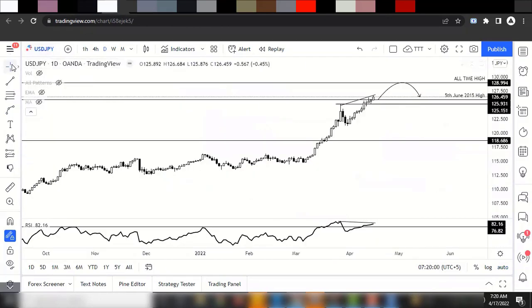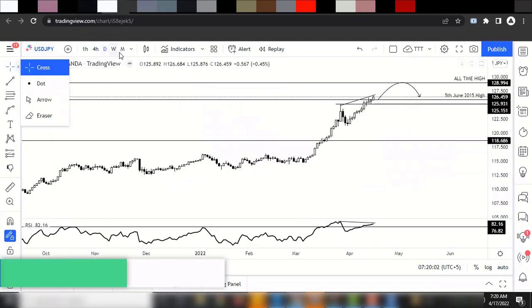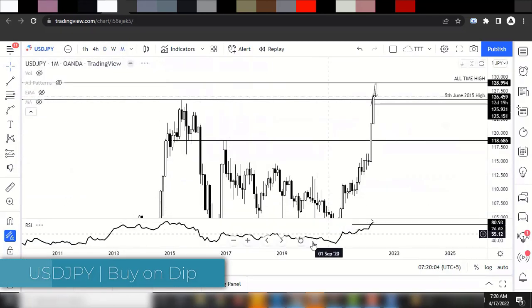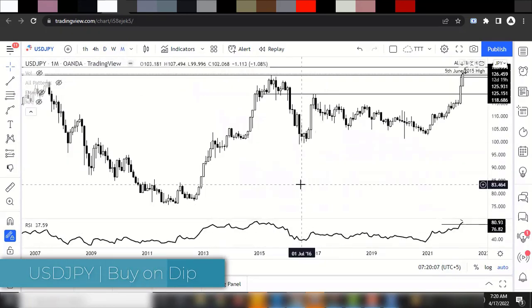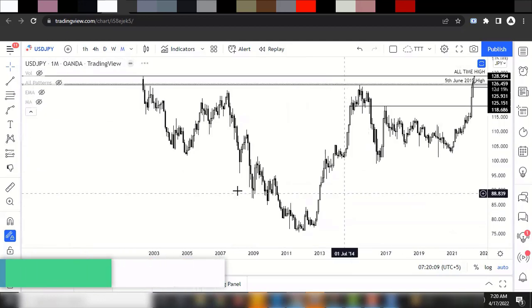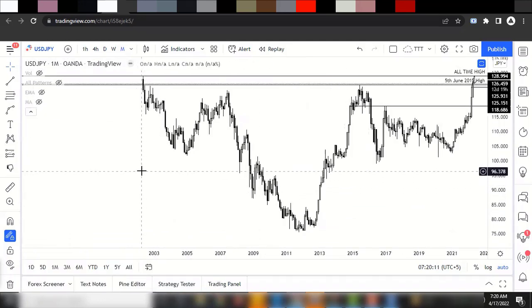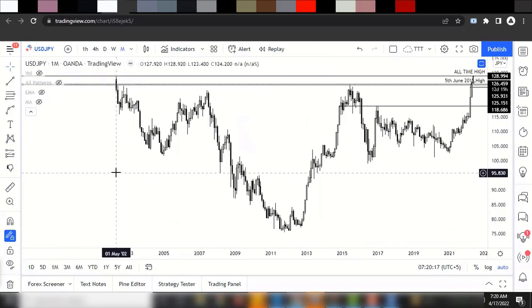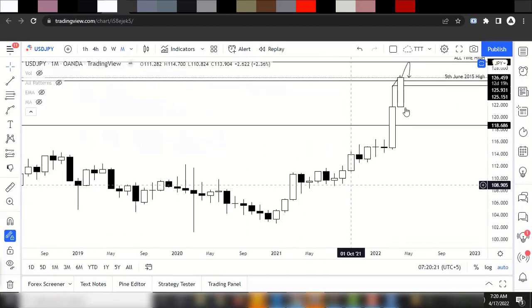The last one is USDJPY. Let me share the monthly view, and if you see closely, USDJPY has a high in 2002. In the month of May, it made a high of 128.994. So price is approaching that level once again.